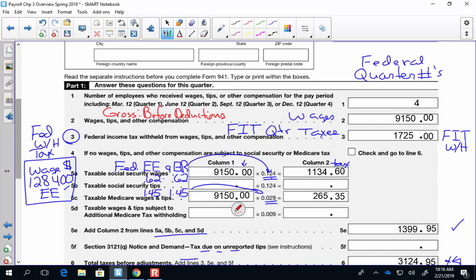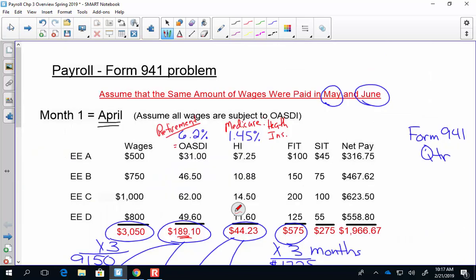On line 2. And then line 3 is the withholding, the FIT tax amount, right? The FIT, federal withholding tax amount, is on line 3. Now, where are we getting line 2 and line 3's number? If I go back to my information, remember this is a monthly payroll, occurs in April.